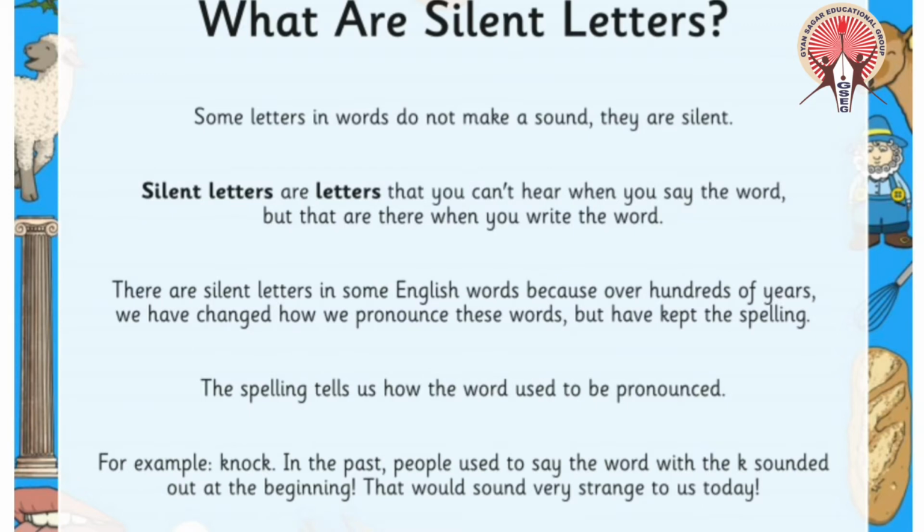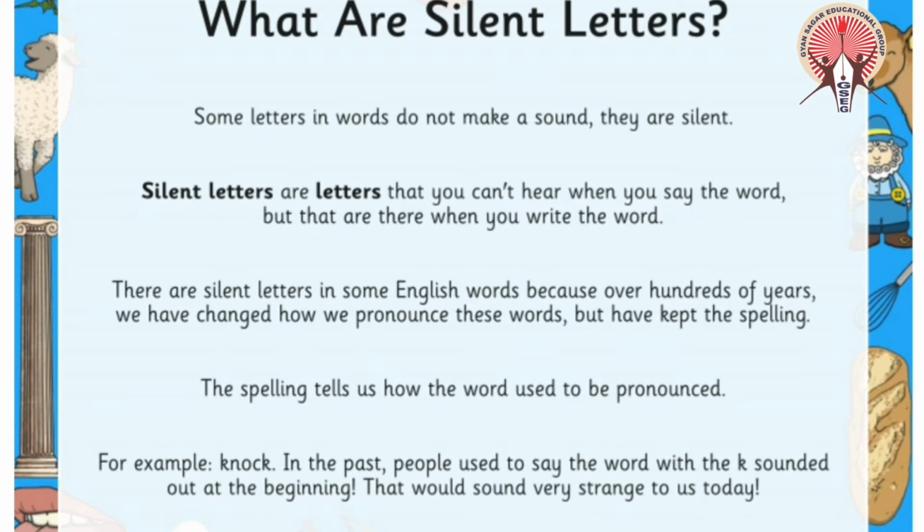There are silent letters in some English words because over hundreds of years we have changed how we pronounce these words but have kept the spelling. What we did, students, over hundreds of years we have changed how we pronounce the words, right? But we have kept the spelling the same. Okay? The spelling tells us how the word used to be pronounced earlier.